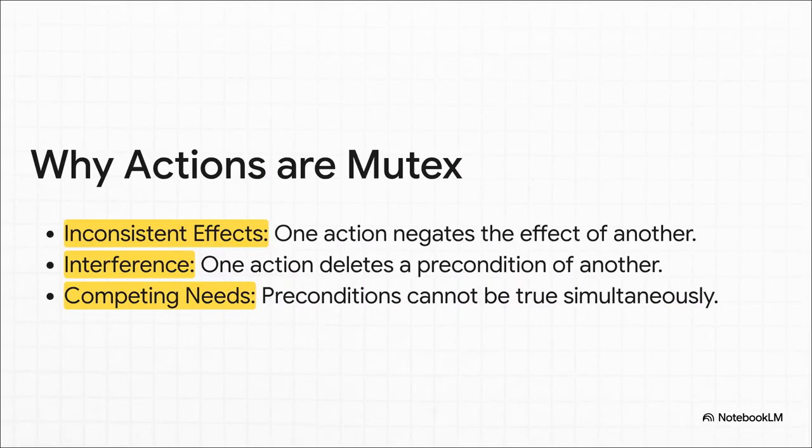So how does the graph even spot these conflicts? Well, it's basically looking for 3 main things. First, inconsistent effects, which is when one action just directly cancels out another. Second, there's interference, where one action takes away a condition that another action needed. And third, you've got competing needs, where 2 actions require the exact opposite conditions just to get started.